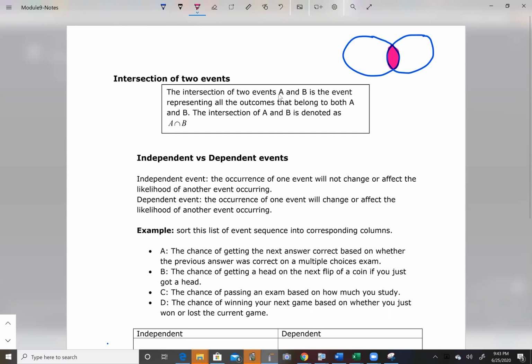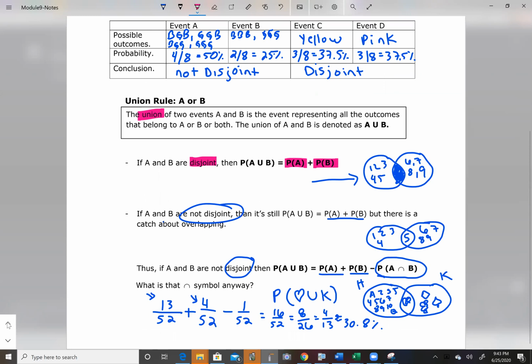The intersection of two events A and B is the event representing all the outcomes that belong to both A and B. There it is again. And we use this symbol. Before, for the or, we were using the upside down U. I don't know the actual word for that. Did it tell us the actual word for that?